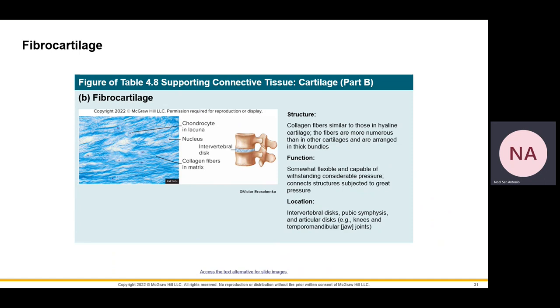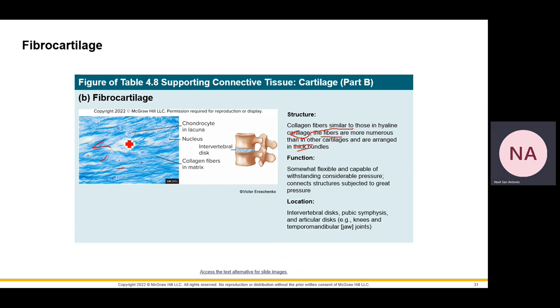Now, the second type of cartilage is your fibrocartilage. Fibrocartilage is rich in, or has abundant, collagen fibers. They have collagen fibers similar to those found in hyaline cartilage, but the difference is that these fibers are more numerous and are arranged in thick bundles. That is why if you look at it under the microscope, you will find the collagen fibers arranged in thick bundles. Yan, yung mga kulay blue na yan.